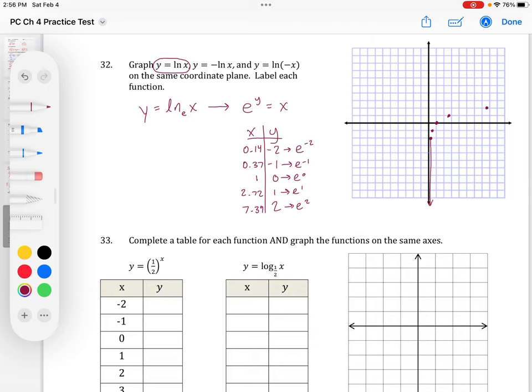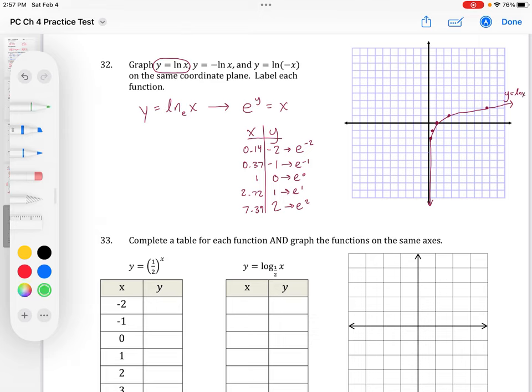So it goes straight down, and then it kind of starts to grow less quickly as you go to the right. So this is the graph of y equals ln of x.